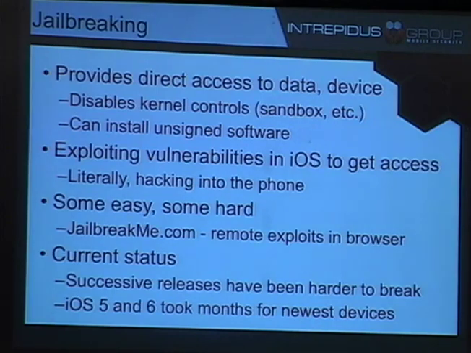Some of these jailbreaks are easy, some of them are hard. Jailbreakme.com was a very simple one. You actually surfed a thing and slid a little slider over and it jailbroke your phone while you sat there. Some of the early ones were very complicated. You had to go through all kinds of hoops. The later ones have been easier. Evasion that just came out a few weeks ago, also very easy. But both Evasion for iOS 6 and Absinthe for iOS 5 took months to come out for newer devices. So it's getting a little bit harder to jailbreak.